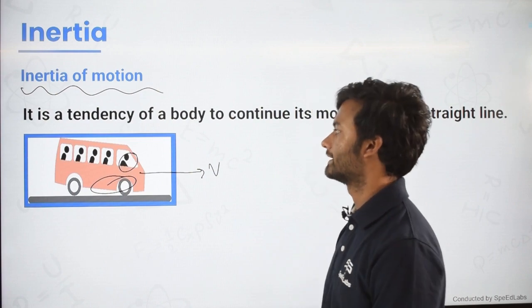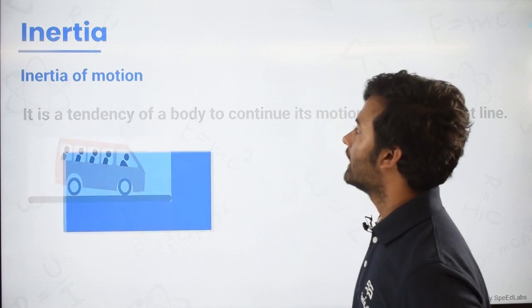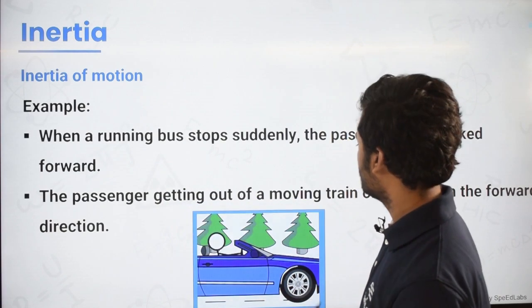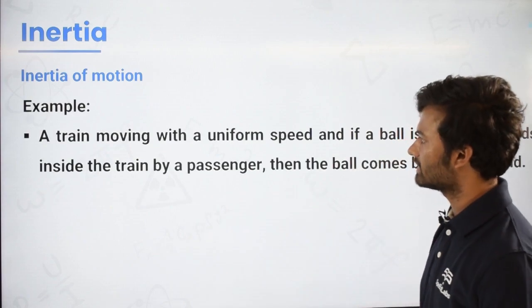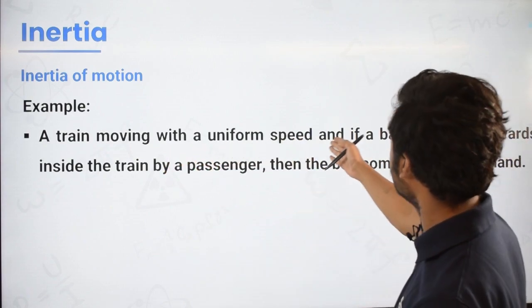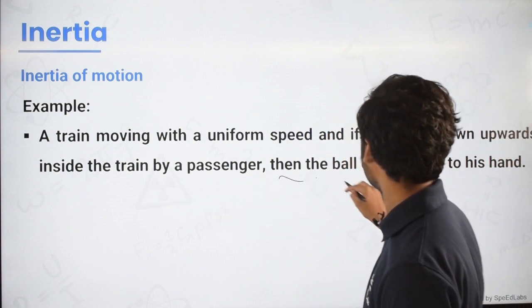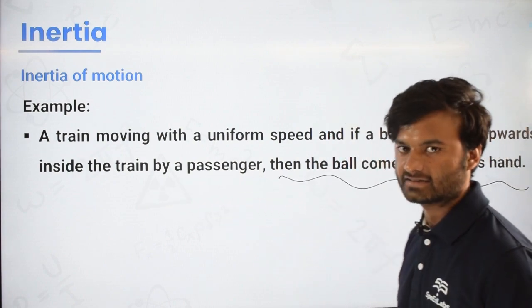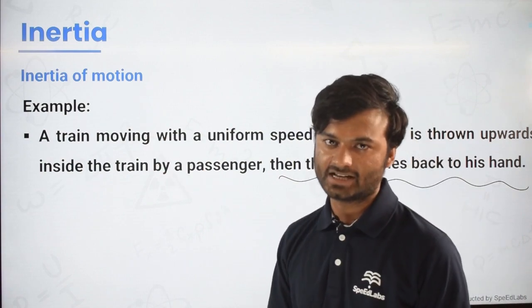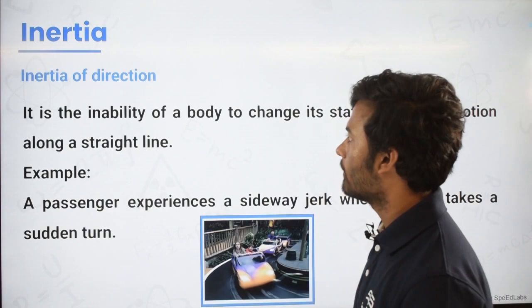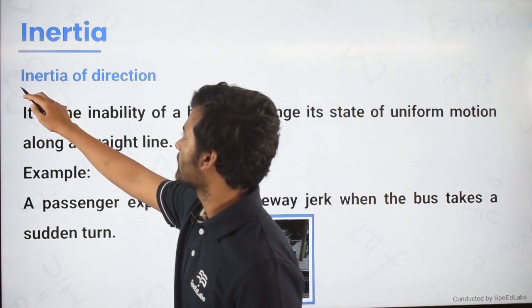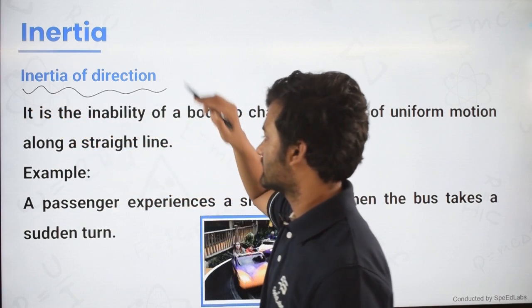Understand? Okay. Now, at last we have seen this example. A train is moving with a uniform speed, and if a ball is thrown upwards inside the train by a passenger, then the ball comes back to his hands. This is due to inertia of motion. Understand? Now, we have the last type of inertia, that is inertia of direction.